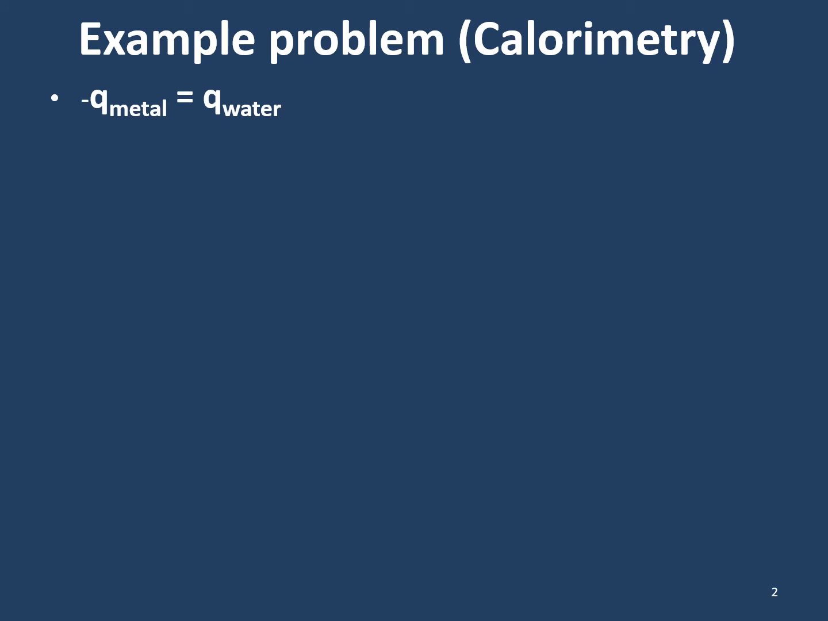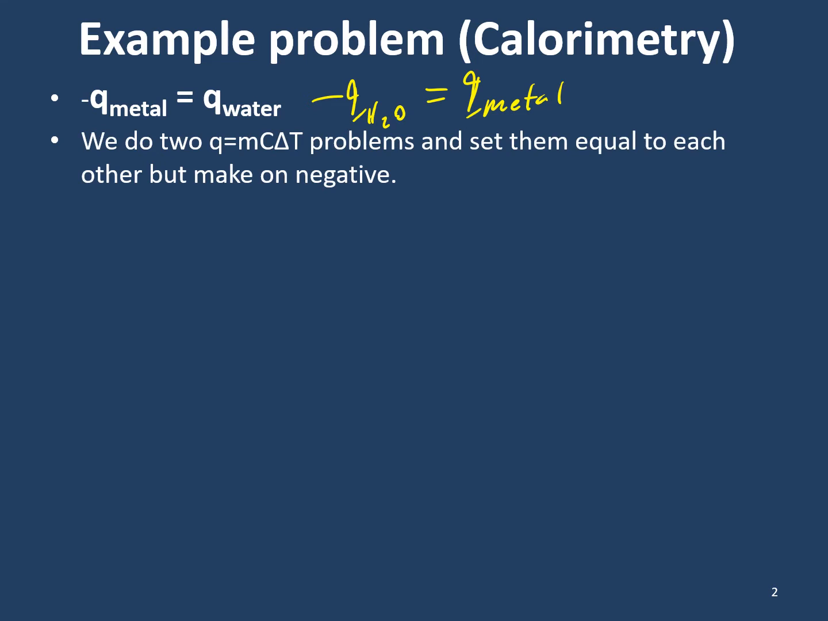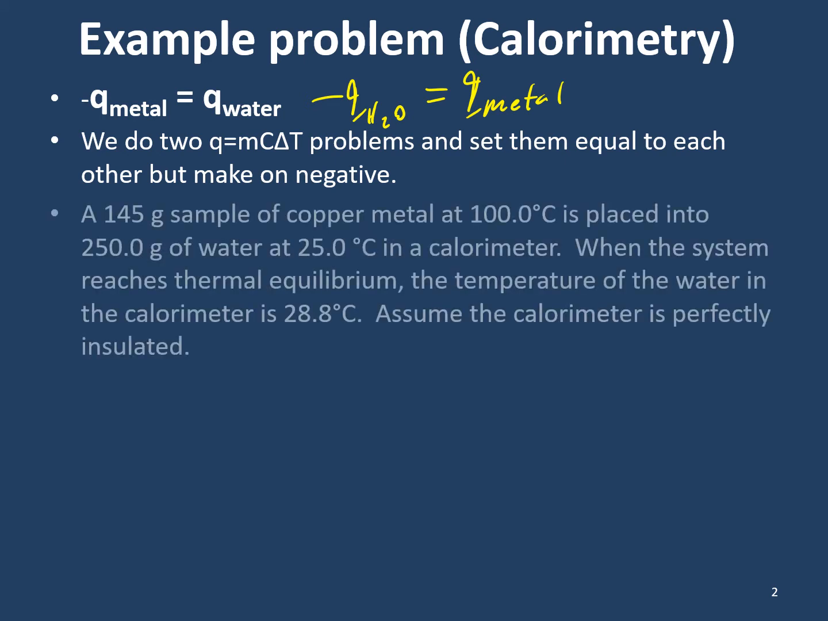So again, like we said, negative Q metal is equal to Q water, or we could actually have written this exactly the opposite. It wouldn't matter. Negative Q water is equal to Q metal. It honestly doesn't matter which side of the equals sign the negative is on. It's just that one side has to be times -1 of the other. So effectively what we can do is take two Q is equal to mc delta T expressions, set them equal to each other, but make one of them negative, in this case either the water or the metal.